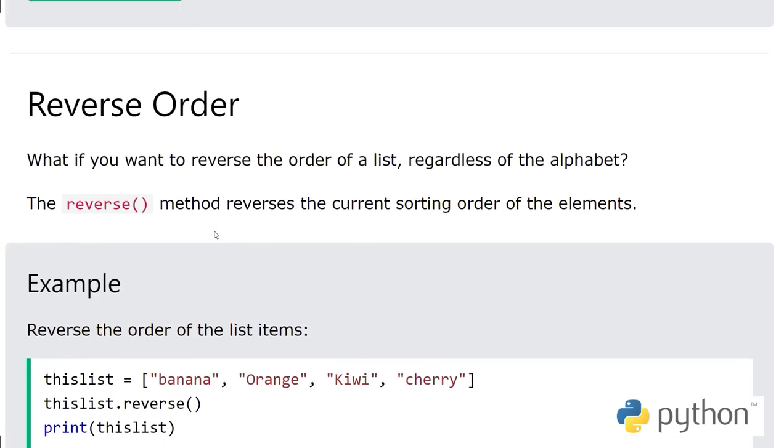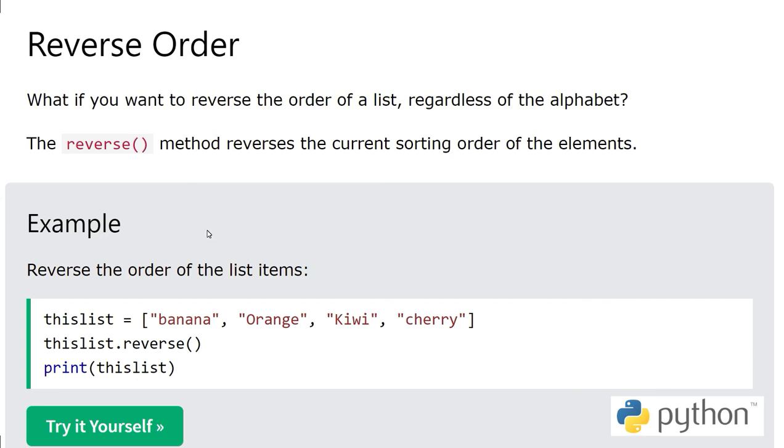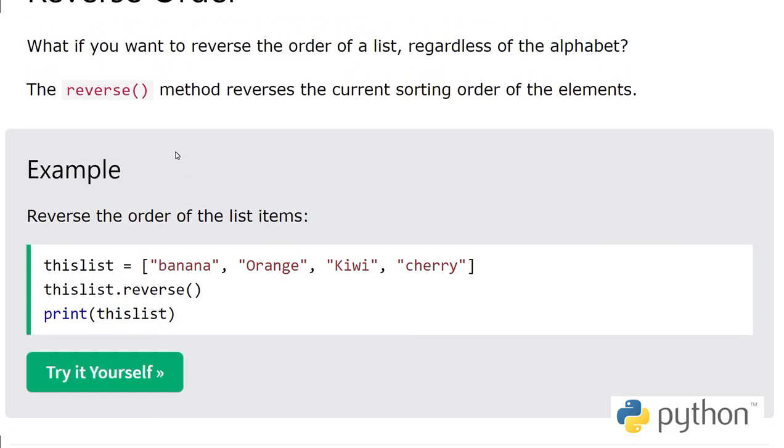Next is reversing the order of a list. How do we reverse the order of a list? For this, we have a function called reverse. This will totally reverse the order of the list regardless of the alphabet. The method reverses the current sorting order of the elements. So whatever the current order is in the list, it will be reversed. For example, in this list, cherry is at the end. So after this function is applied, cherry will come first, then kiwi, then orange, then banana.